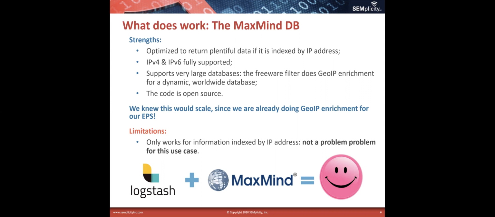So basically it's not a problem in our use case. Logstash with a custom MaxMind database, indexed on an IP address field, will give us what we want. And we also know that it will give us the smallest possible network out of the database. So any questions, please feel free to ask in the chat window.